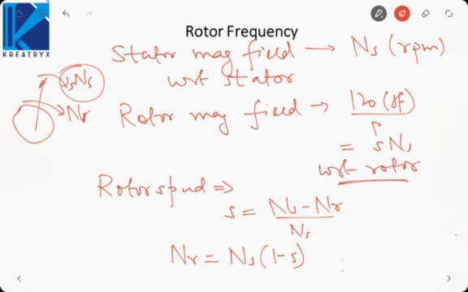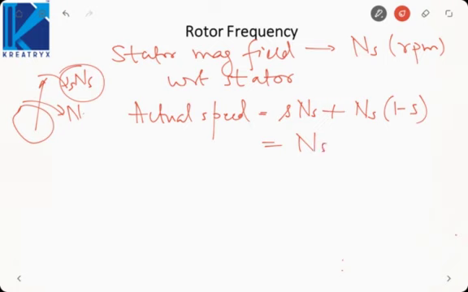So the actual speed of the magnetic field will be s into ns plus the rotor speed, which is equal to ns. So with respect to ground, both the stator and the rotor field rotate at ns rpm. Hence both are stationary with respect to each other, and this is the requirement for production of a steady state torque. The torque can only be produced if both the fields are stationary with respect to each other. So that is the case here.